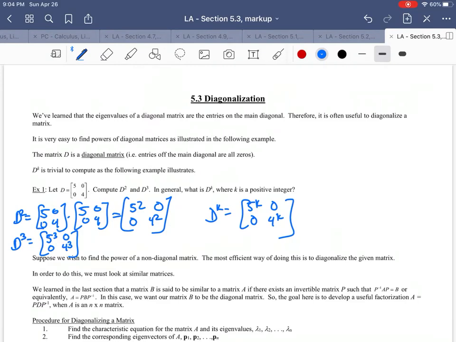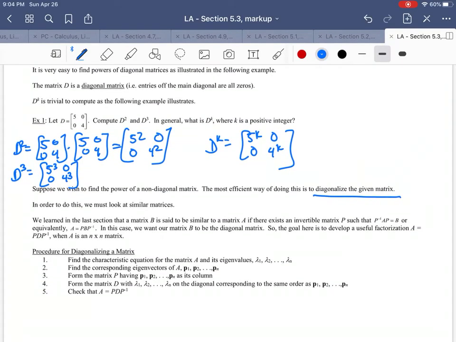All right, so if you want to find a power of a non-diagonal matrix, an efficient way of doing this is to diagonalize the matrix first, and then you can easily do the power of it. All right, so let's look at our steps for diagonalizing.